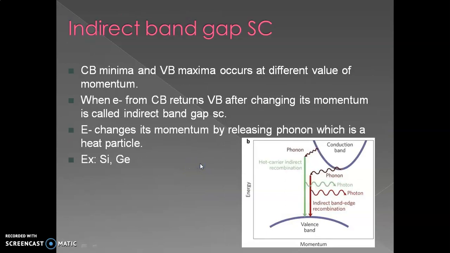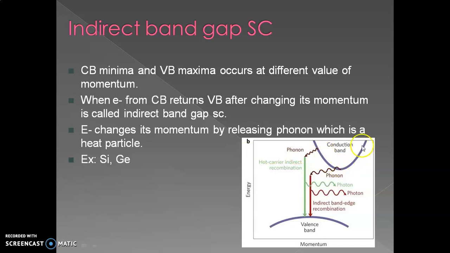In an indirect band gap semiconductor, the minimum of the conduction band and the maximum of the valence band occur at different values of momentum. When an electron from the conduction band returns to the valence band after changing its momentum, it is called an indirect band gap semiconductor. The energy is released as a phonon, which is a heat particle. Examples are silicon and germanium.